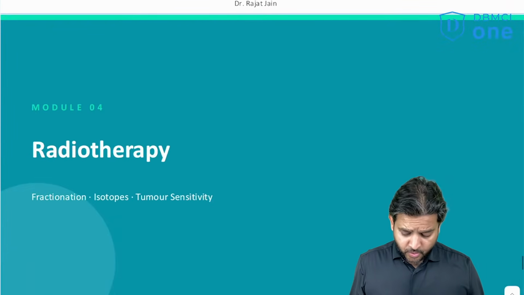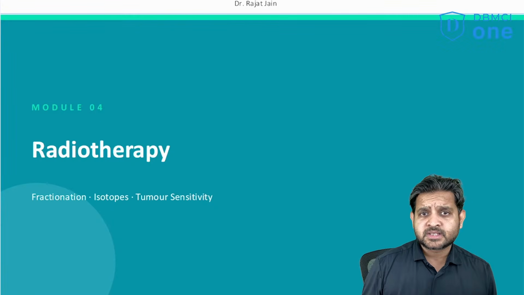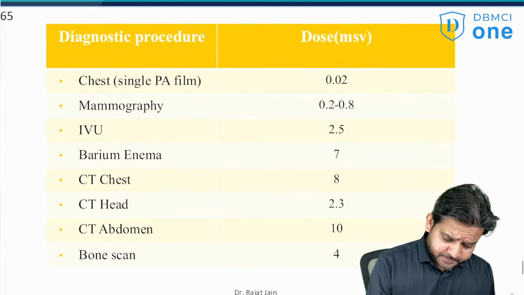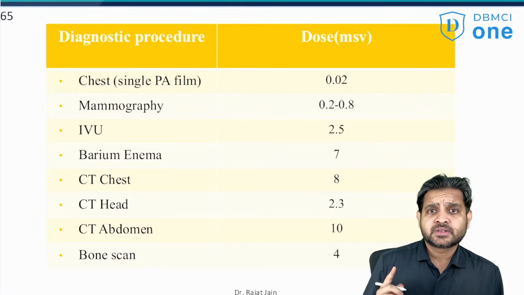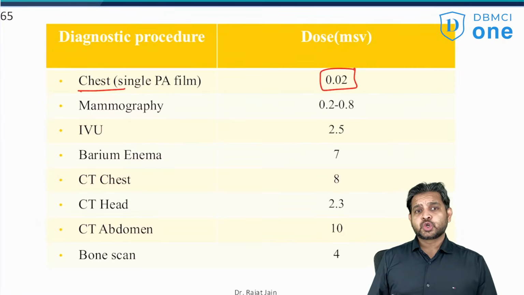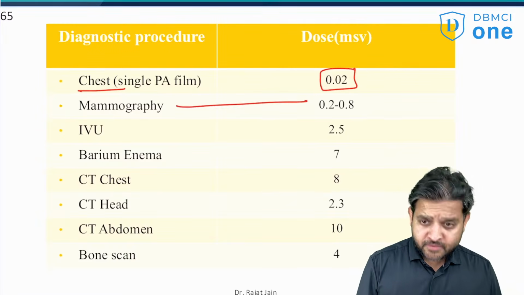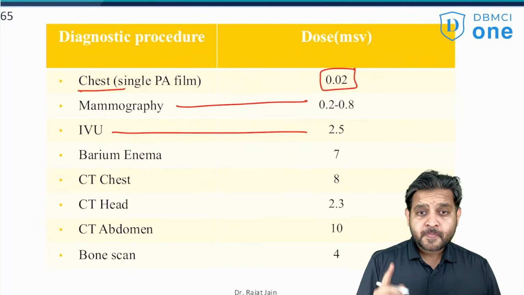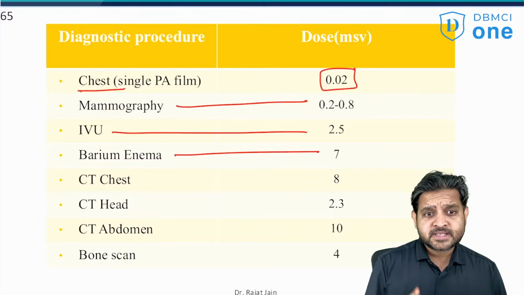Okay. Now, these are some of the tables. You have to be very, very quick. You have to make sure that you remember this, because a lot of times the values are asked in the exam. So first are the important investigations and the radiation doses in those investigations. For a chest x-ray, it is 0.02 millisievert. For a mammography, it is 0.2 to 0.8 millisievert. For an IVP, it is 2.5 millisievert. For a barium enema, it is 7 millisievert.